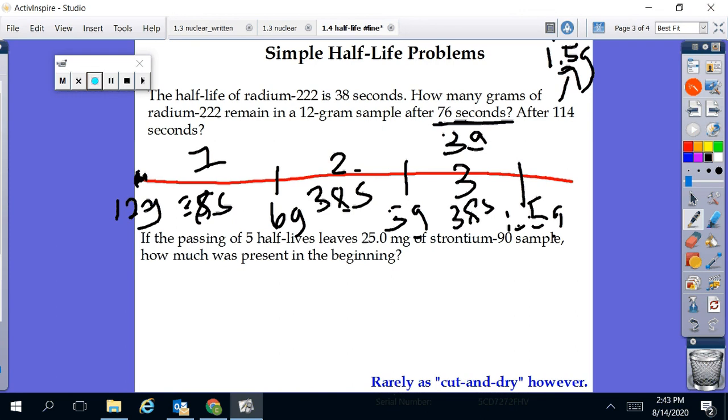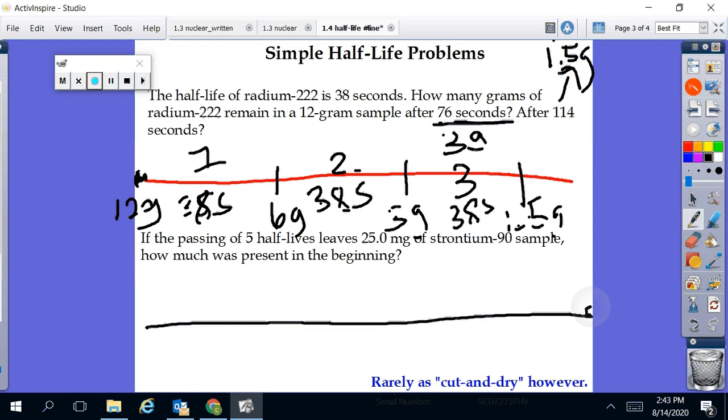Now let's look at the second half-life problem. Okay, this is kind of like still a number line problem, but we're going to work backwards. Okay, and I hope you can see my writing. I do still have my cast on, so it's a little difficult. Okay, so it says if the passing of 5 half-lives leaves 25 milligrams of strontium-90, how much was at the beginning? Okay, so now I'm working backwards.